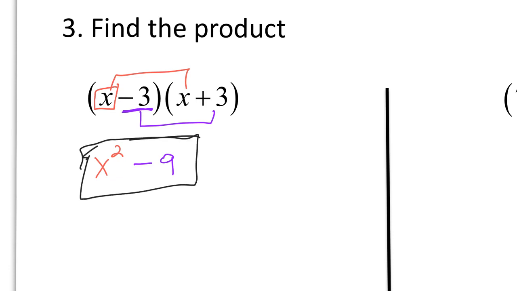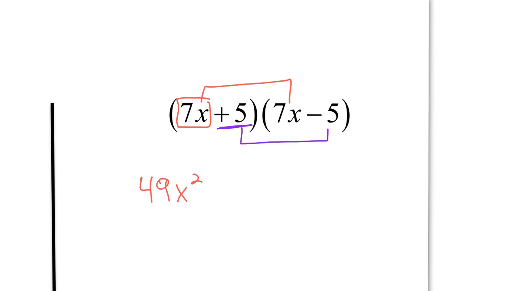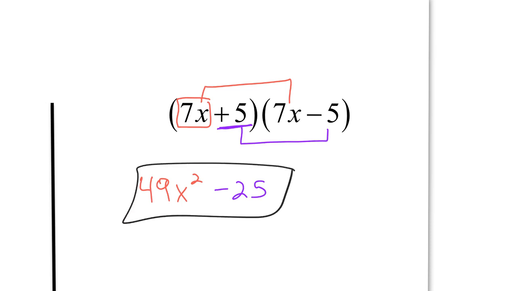Now remember though, this works only when the binomials are almost the same, except the signs are different. One's a negative, one's a positive. You can do this shortcut. So my answer is x squared minus 9. Let's try this one. You multiply 7x times 7x. That's going to be 49x squared. And then you multiply positive 5 times negative 5, and we get negative 25. And that is my answer.